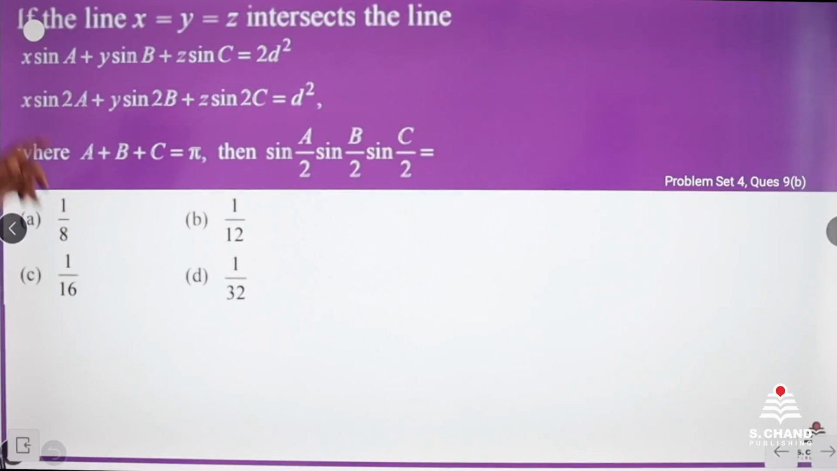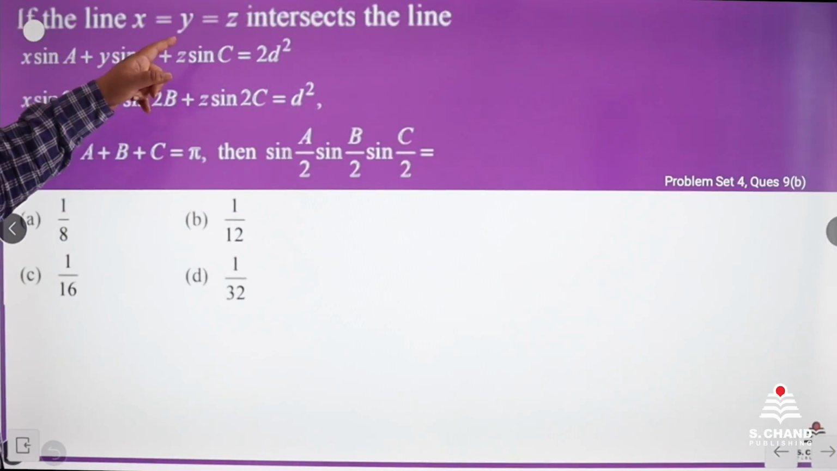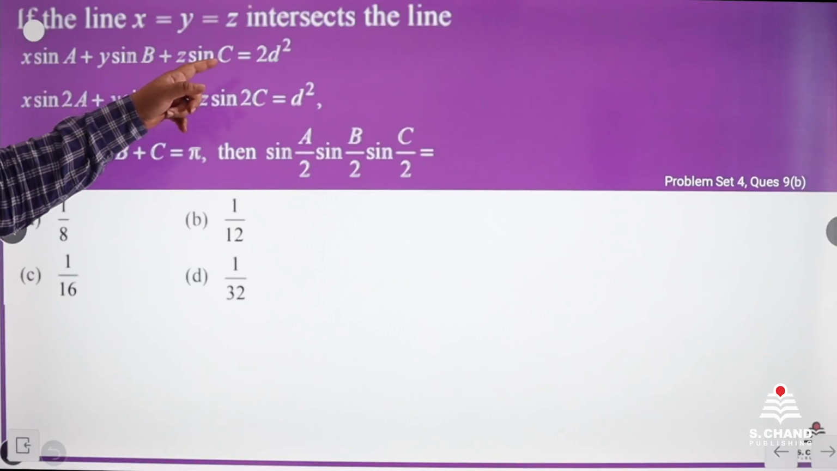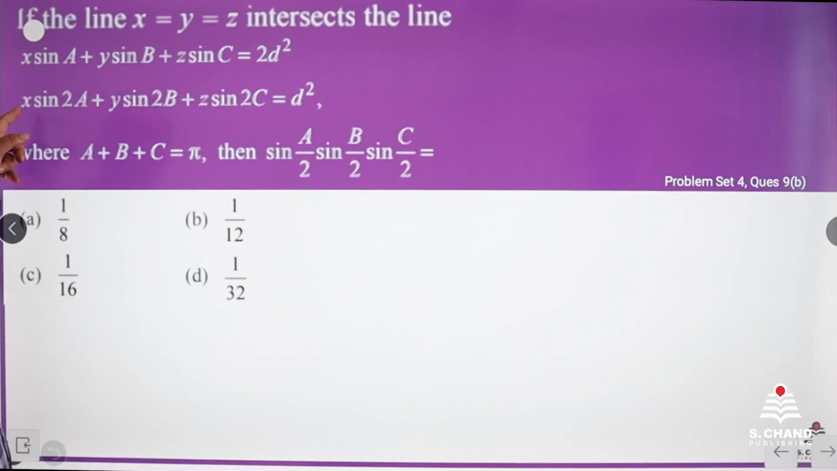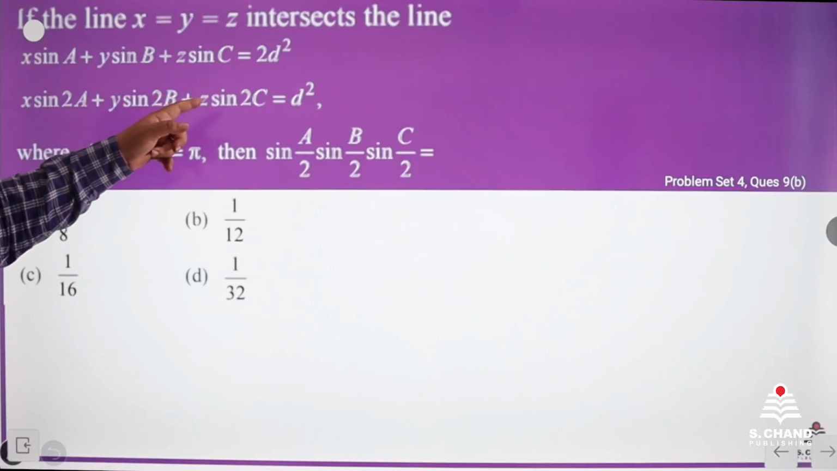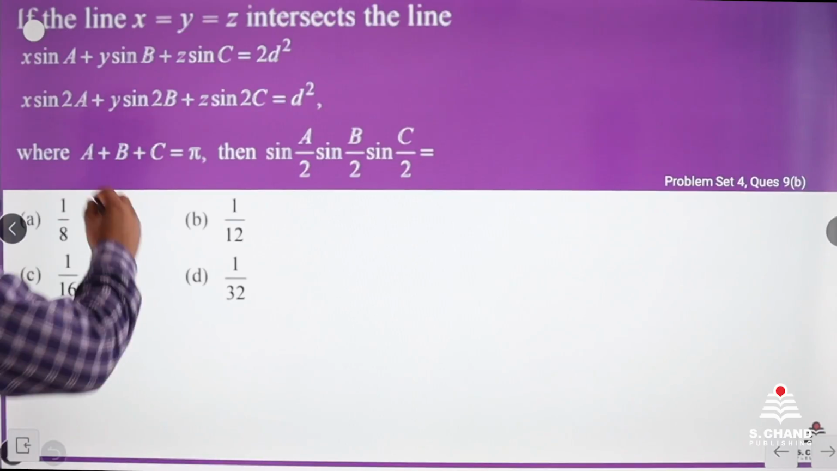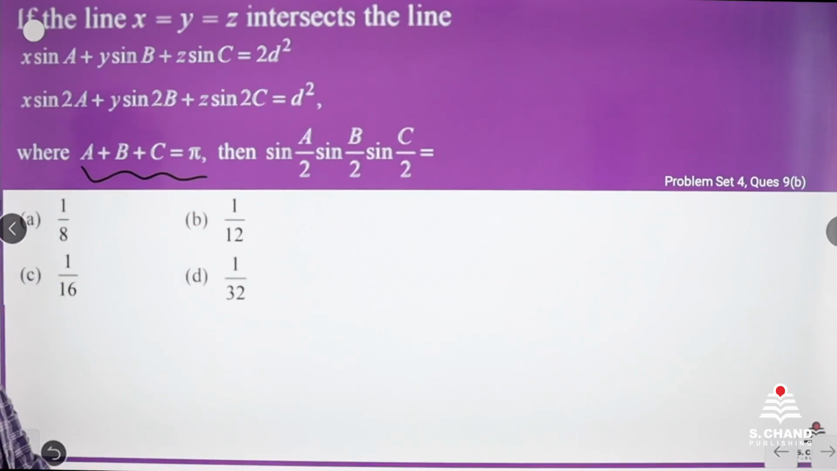So the next question we have: if the line x equal to y equal to z intersects the line x sin A plus y sin B plus z sin C equal to 2b square, x sin 2A plus y sin 2B plus z sin 2C equal to b square, where A plus B plus C is equal to pi, you can say that these are the angles of a triangle. Then sin A by 2, sin B by 2, sin C by 2 is equal to?